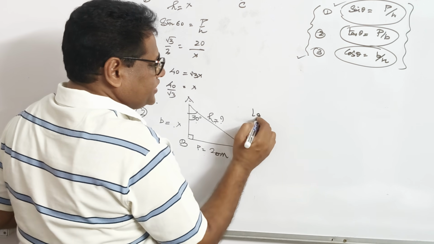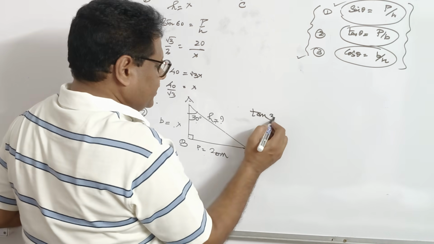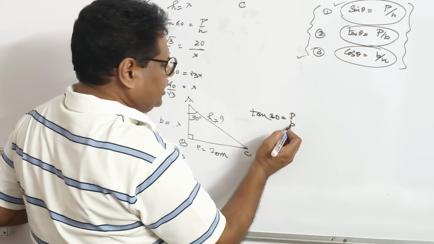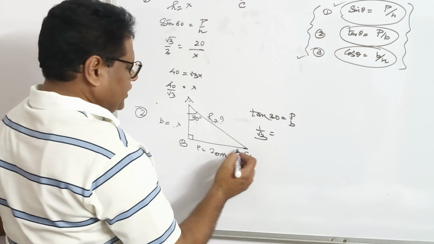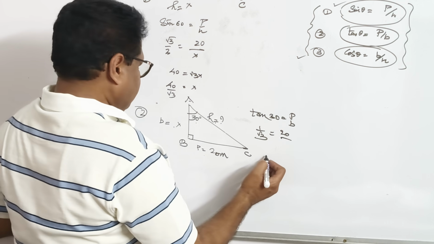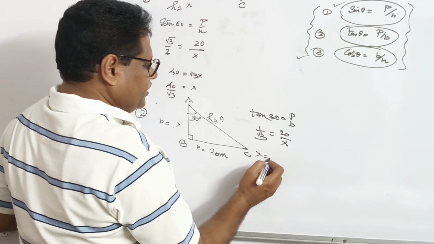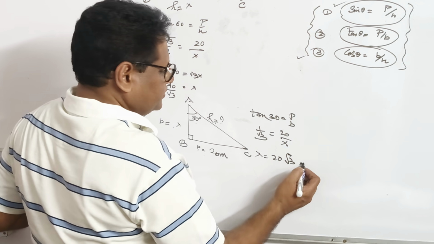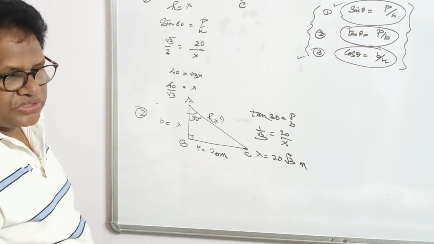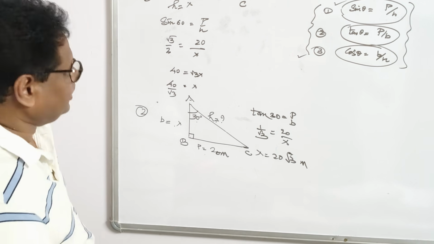So this is how you have to decide first. So tan theta equals P by B. Tan theta is 1 by root 3. Perpendicular is 20 meter. Base is x. So the value of x comes to 20 root 3 meters. So this is how you have to solve the questions. Now let us take one more example.